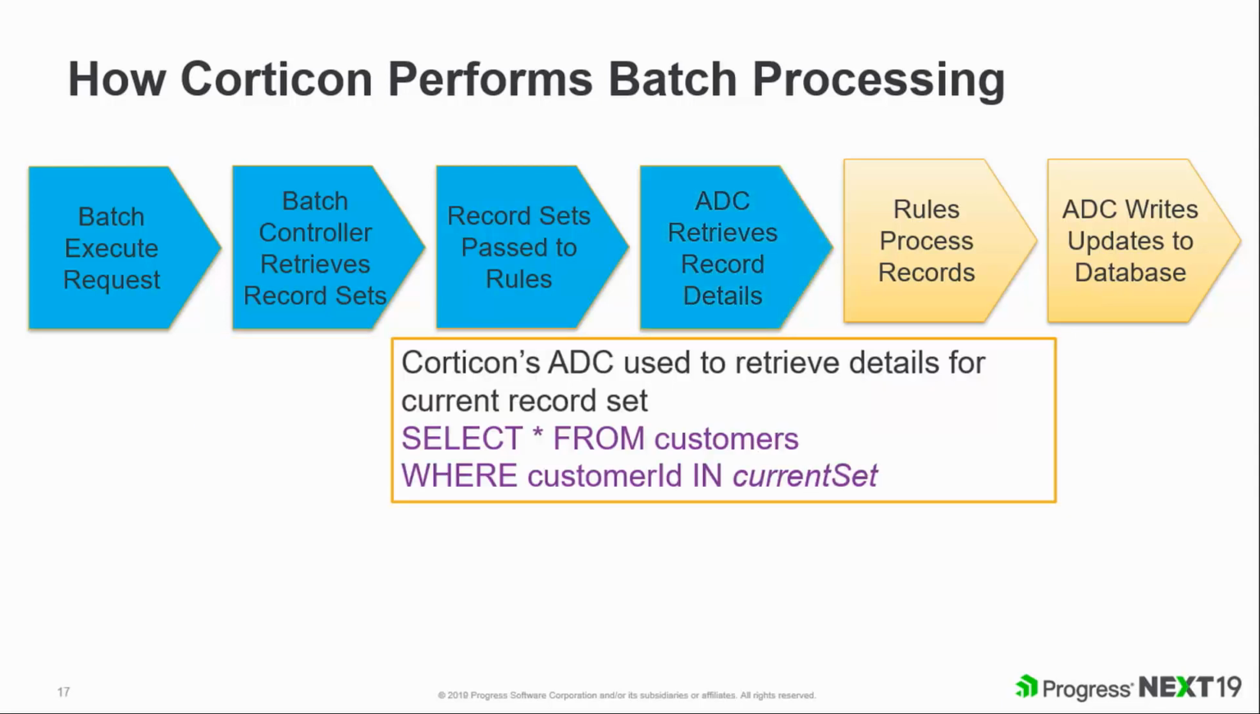You would use ADC within your individual decision service to then go retrieve the details for the data. Again, I have control over the query, so I could select star from customers or do something that's more complex here. And then where the customer ID is in, in quotes, the current set of customers that's being used. So when you're defining the queries to use with both batch and ADC, you have control over not just what the query is, but you can parameterize them so that you can use dynamic parameters, what's happening at runtime, to select the data that you want to operate on. And here, that's what we'd be doing. We'd be selecting where customer ID is in the current set of customers that are being processed.